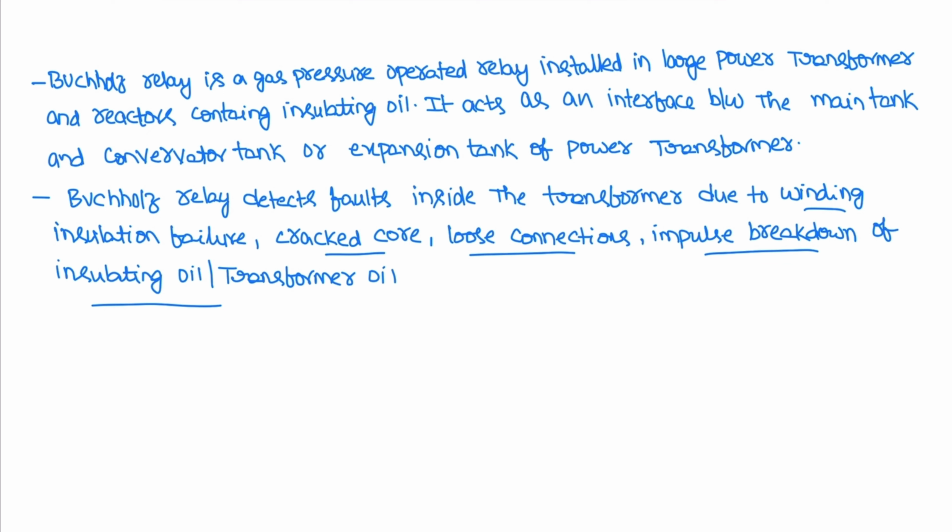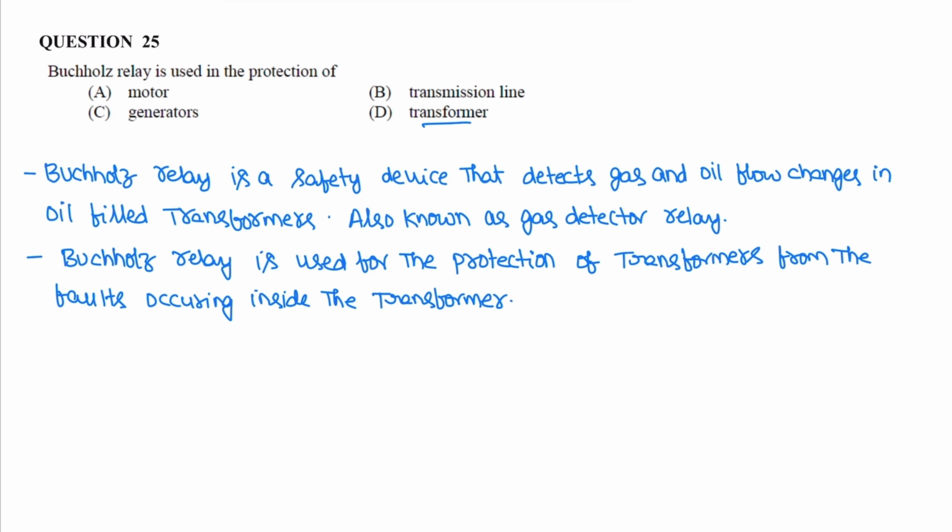This relay is a gas pressure operated relay installed in large power transformers and reactors containing the insulating oil. These are the points related to the Buchholz relay, and the correct answer is D. This relay is used in transformers.